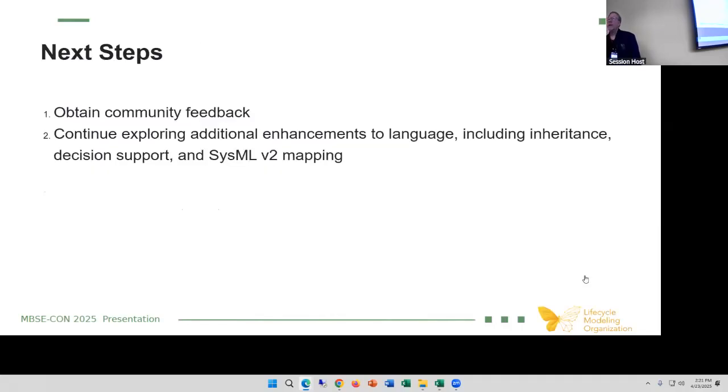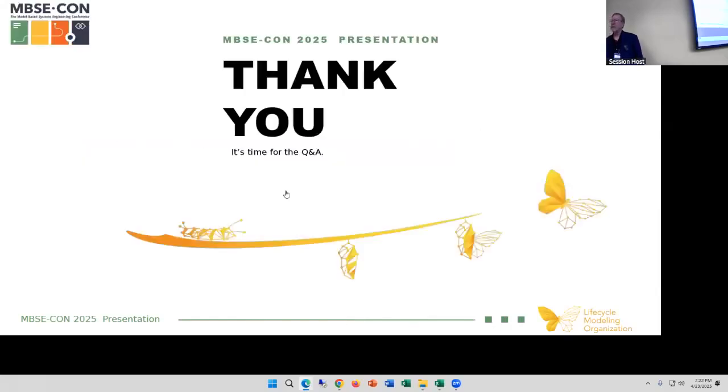So next steps, again, obtain community feedback. We want to continue to explore enhancements of the language. One of the things we've been looking at closely is inheritance. We, of course, inherit attributes from the parent classes. We're looking at inheriting values, and inheriting relationships too, in actual instances of relationships. Mike Delamar in particular has been a big advocate for these, as you might imagine. And again, for decision support, of course, the SysML v2 mapping. So with that, thank you.